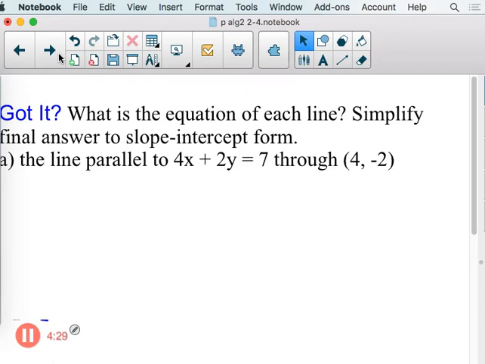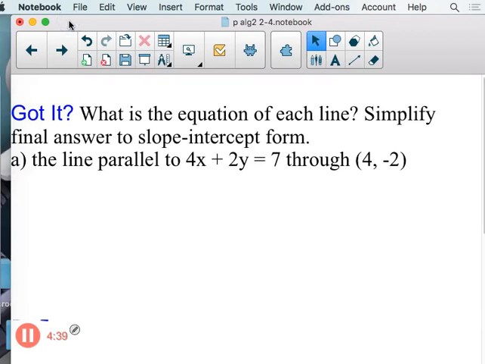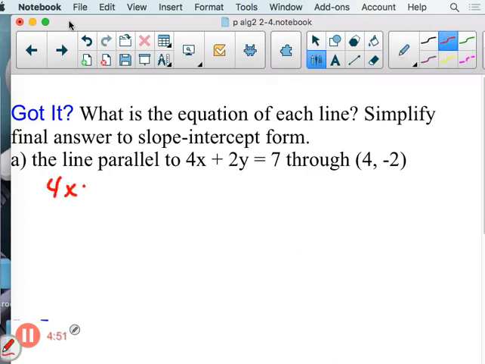Because this is not y equals mx plus b. I mean, these are not tough to do if you have the slope sitting there staring at you. So what is the equation of each line? Simplify your final answer to slope-intercept form. We want the line parallel to that one through that point. But I can't tell what the slope is until it says y equals mx plus b. So what do I do to this to make it y equals mx plus b?